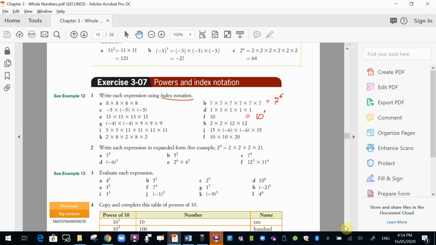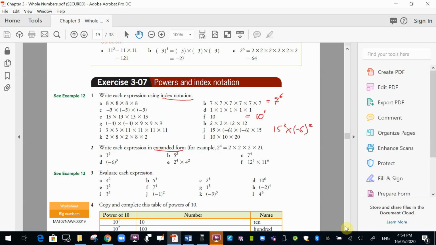This one, they've jumbled up the order, doesn't matter. 15 twice, so we'll do that one first. 15 to the power of 2 times, that looks like a -6. Brackets important, to the power of, well, there's two of them as well. So there's some answers.